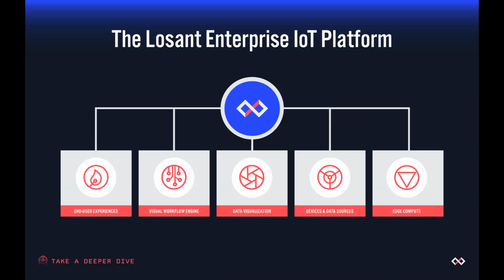So before we get into today's topic, let's do a quick review of Losant and our enterprise IoT platform. Losant is an application enablement platform. What that means is that we provide enterprises with the building blocks to create their own IoT applications. Our platform consists of 5 key components to help customers achieve that: end user experiences, visual workflow engine, data visualization, devices and data sources, and edge compute. Our customers and partners utilize these tools to create the robust IoT applications they put in front of their end users.